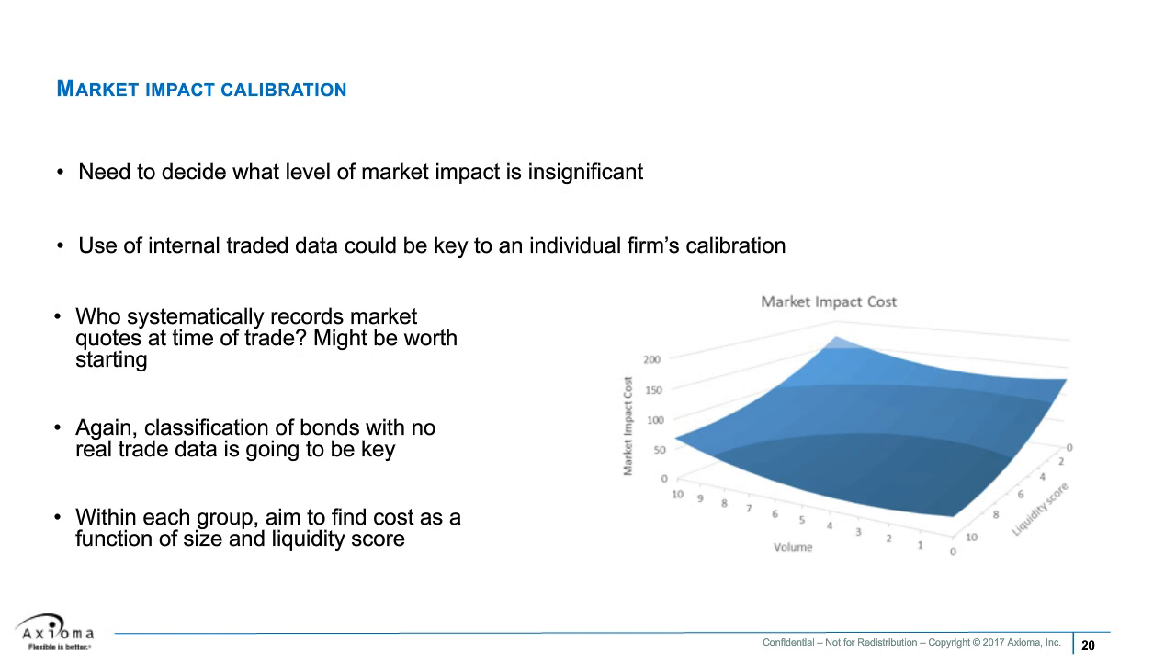Again, having done this for bonds with data, classification of bonds with no real trade data is going to be key. Having established your groups, you need to aim to find a cost as a function of size and liquidity score, as shown in the example market impact cost surface on this screen, in which you'll observe that the highest market impact cost is unsurprisingly where the liquidity score is right down at the illiquid end at zero and volume is very high.